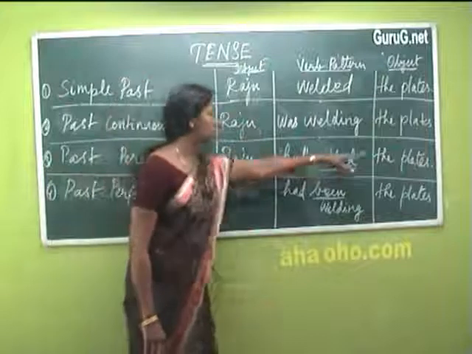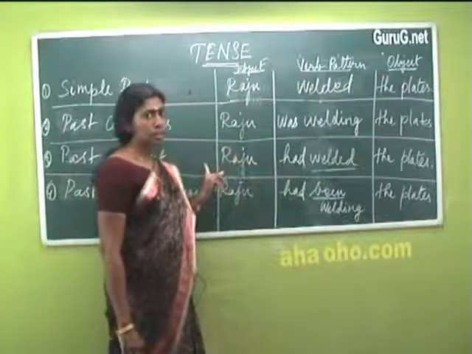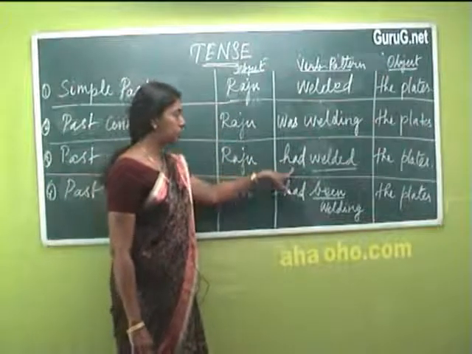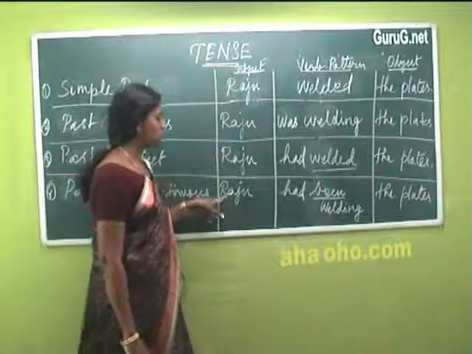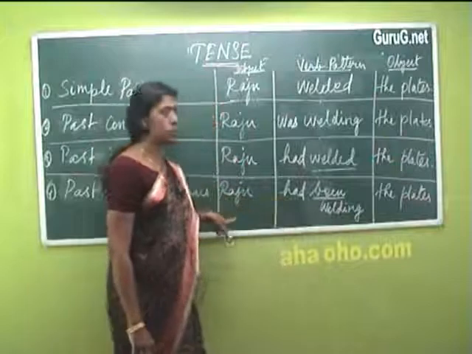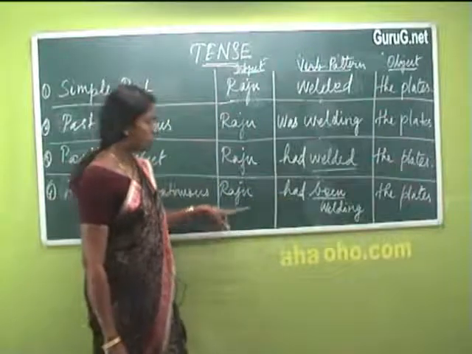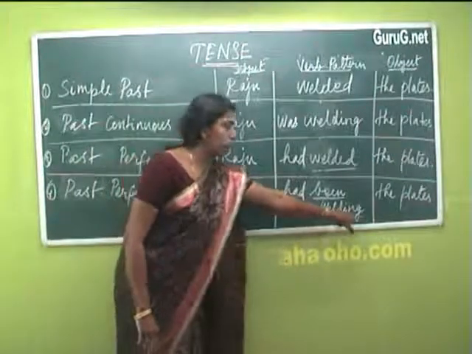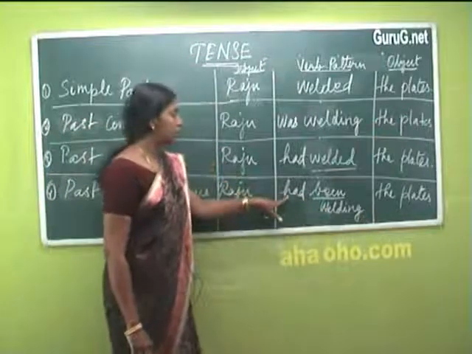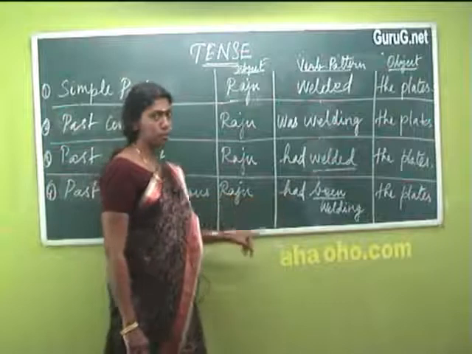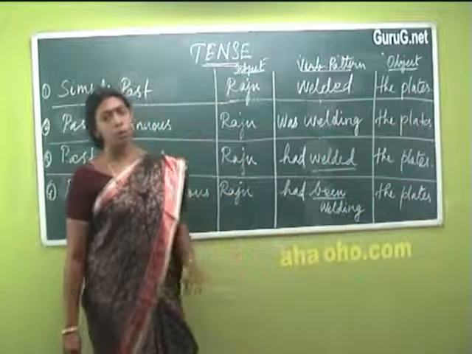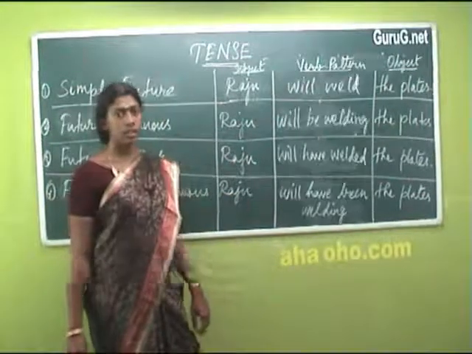Raju had welded the plates. It is past perfect. We come to know by the usage of the auxiliary had. Raju had been welding the plates. We come to know it is past perfect continuous because the tense is progressing. Welding tells that, and usage of had tells it is perfect, and that too in past, so it is past perfect continuous. Now we move on to future tense.